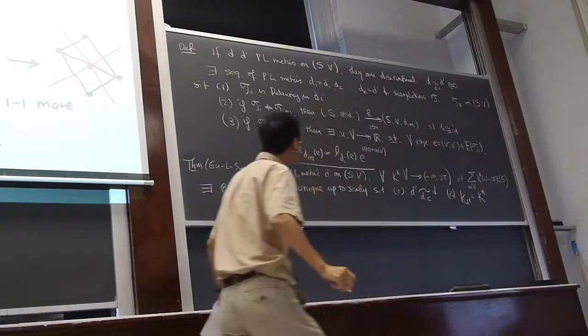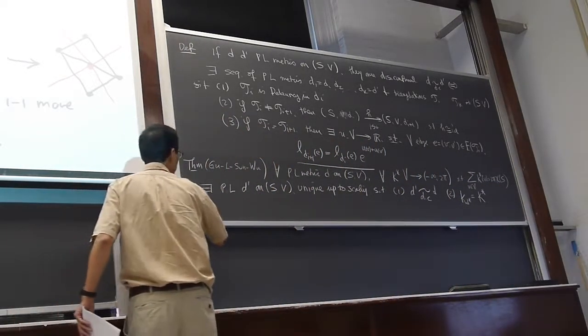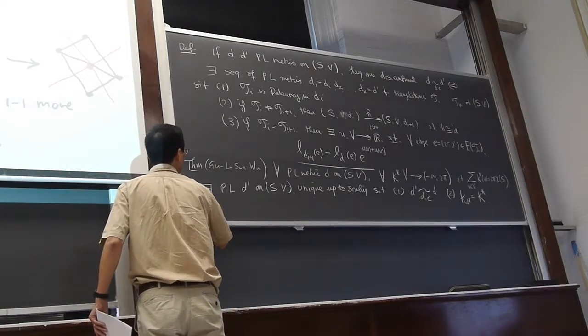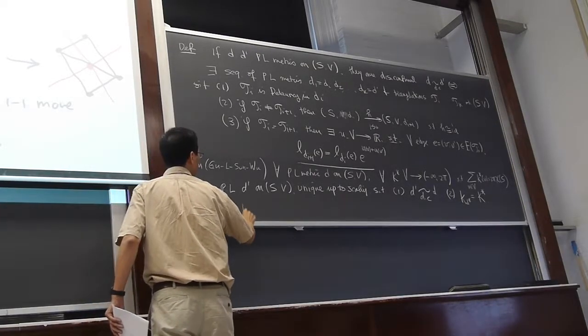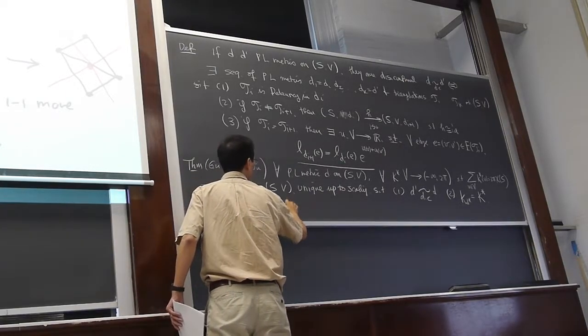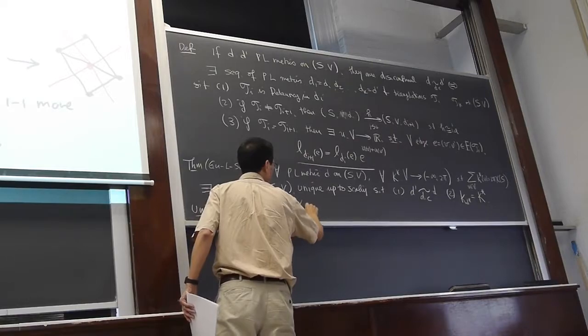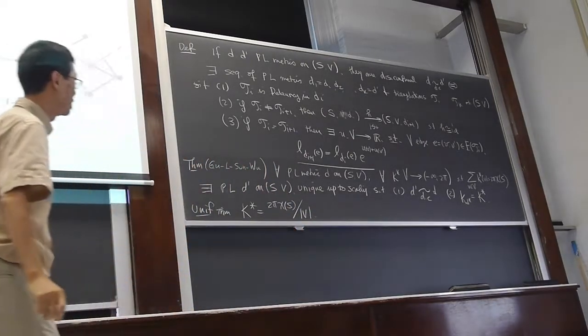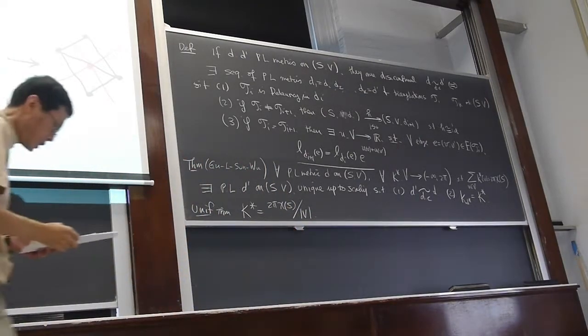So the uniformization theorem, the discrete uniformization theorem, corresponds to the curvature being constant, and so it's 2 pi times the Euler characteristic of the surface divided by the number of vertices. So that's the statement.